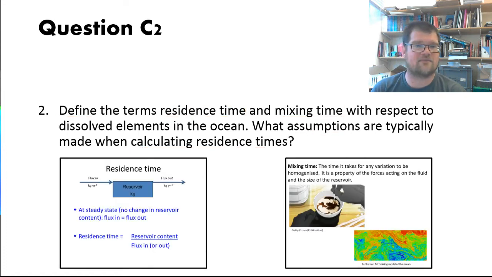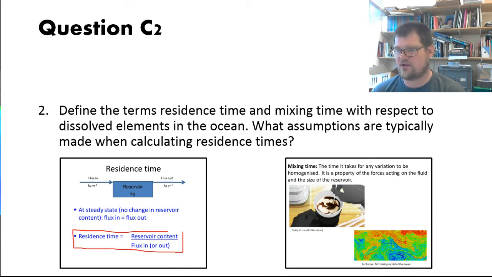These are the slides from the lectures which are relevant to this. Residence time is defined by this equation down here, so that would be a really good thing to have in your answer. Quite a lot of mistakes were made with this term on the top. It is the amount of the element you're interested in within the reservoir. It's not the total size of the reservoir, it's not the volume of the ocean. It's the amount of that element dissolved in the ocean. It's not the concentration, it's the amount.